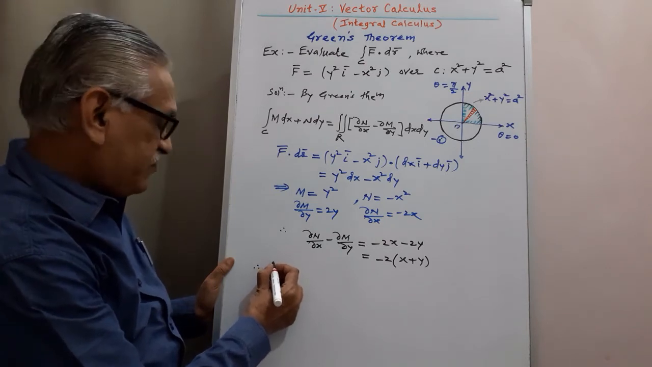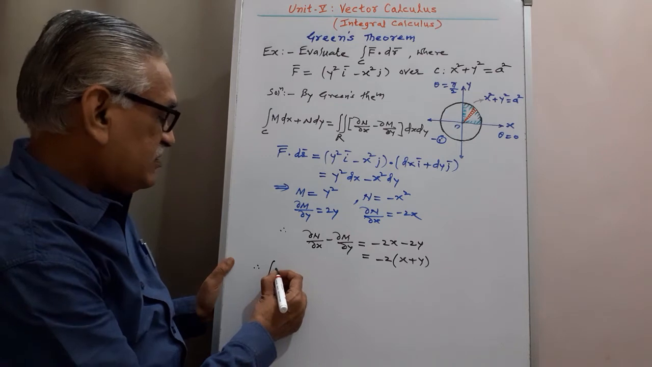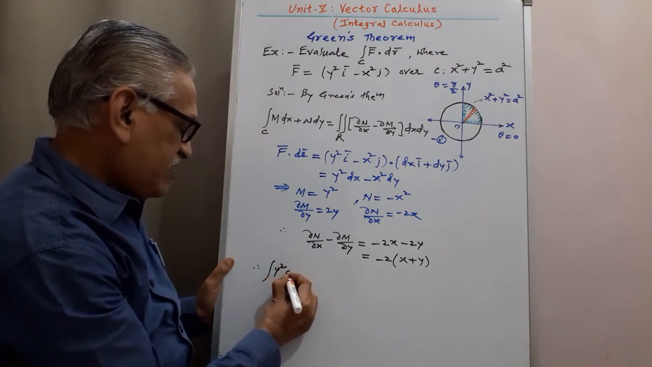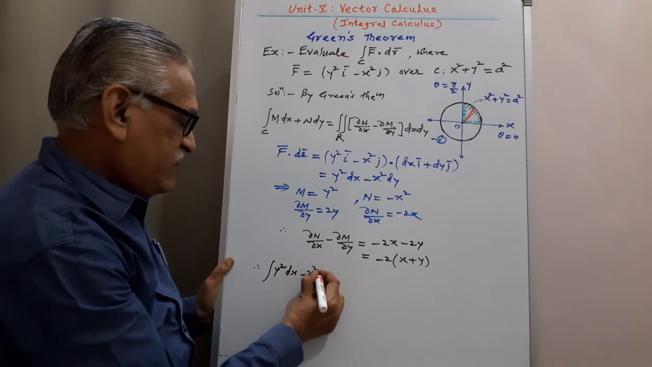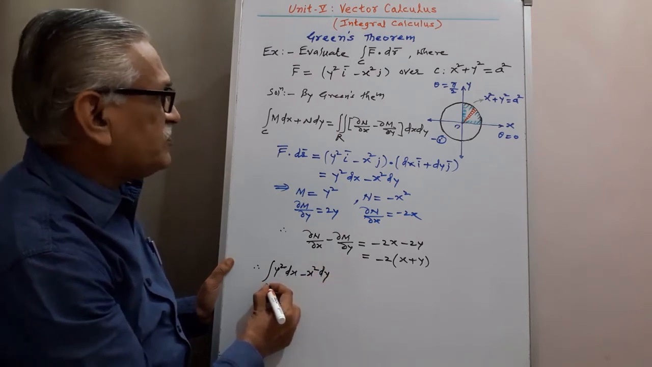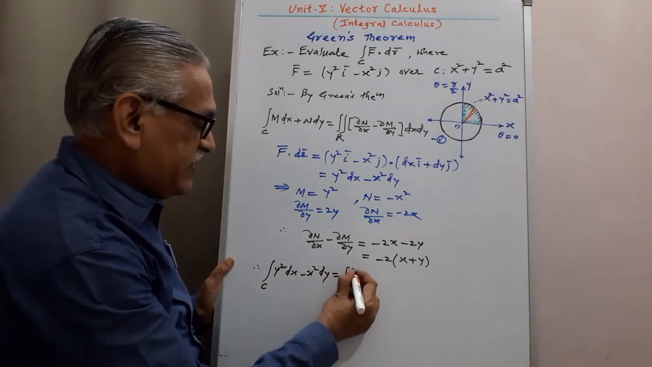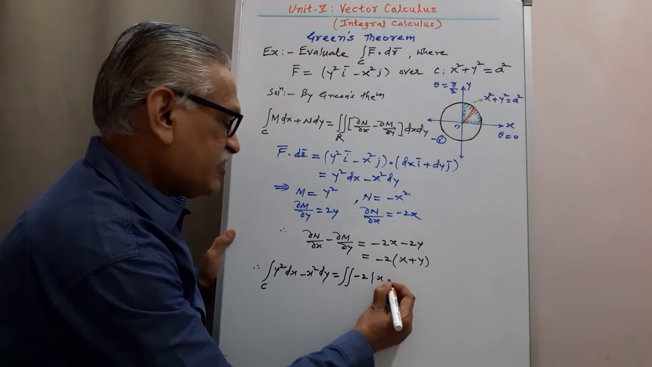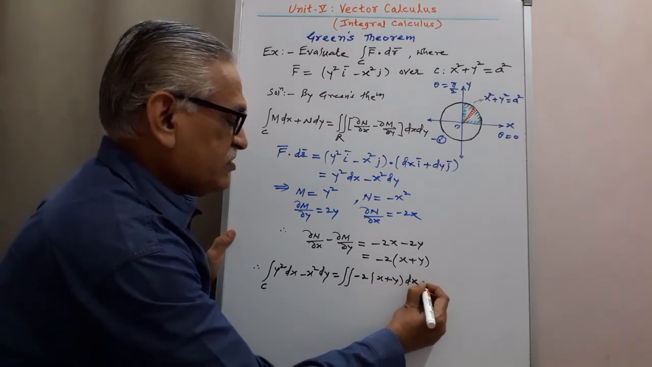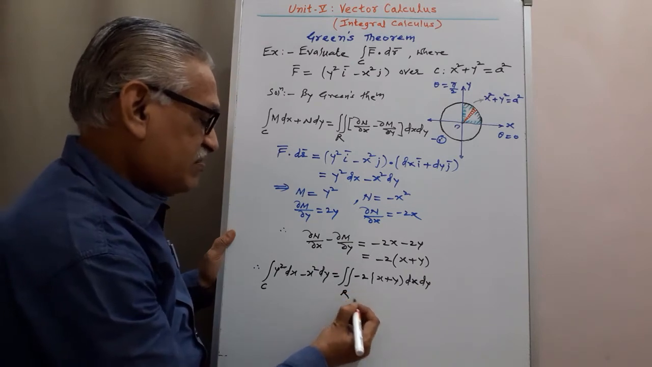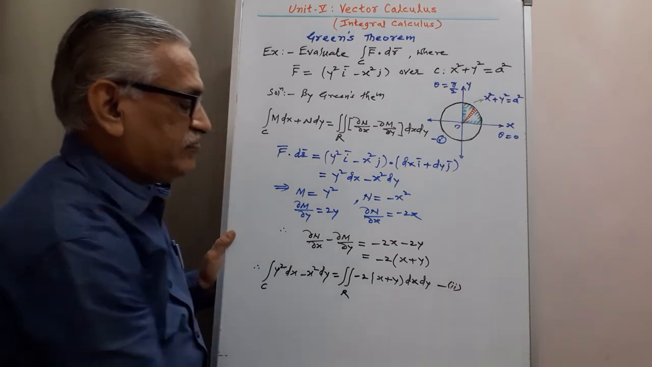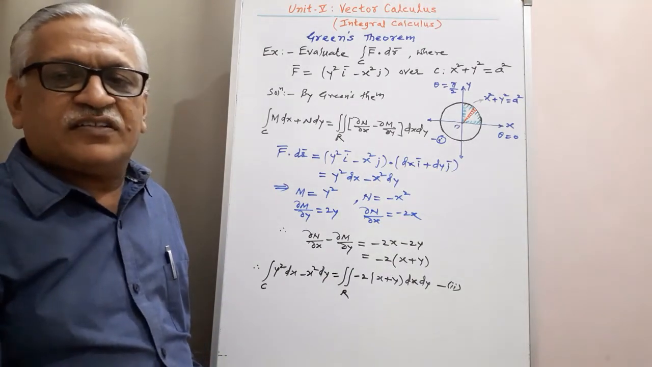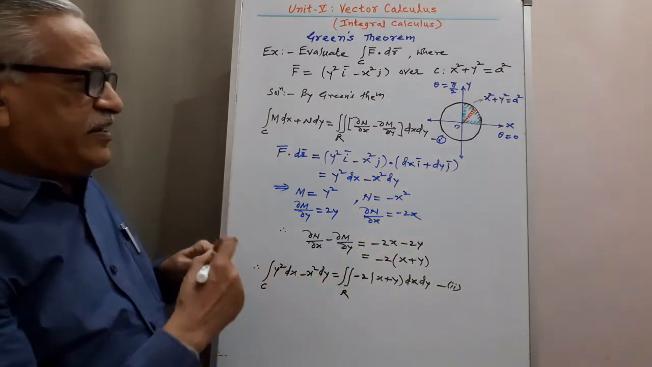And therefore that integration of F bar dot dr bar, which is y square dx minus x square dy, over curve C is equal to the double integration of dou N by dou x minus dou M by dou y, and that value is minus 2 times x plus y with respect to xy over region R. We call this equation 2, where that curve is a circle, x square plus y square is equal to a square, a standard circle with center at origin and radius a.